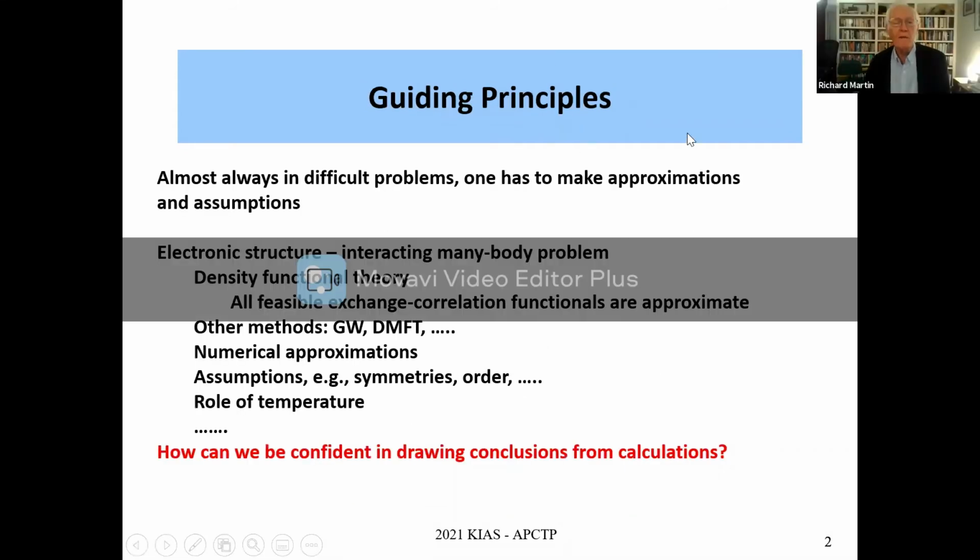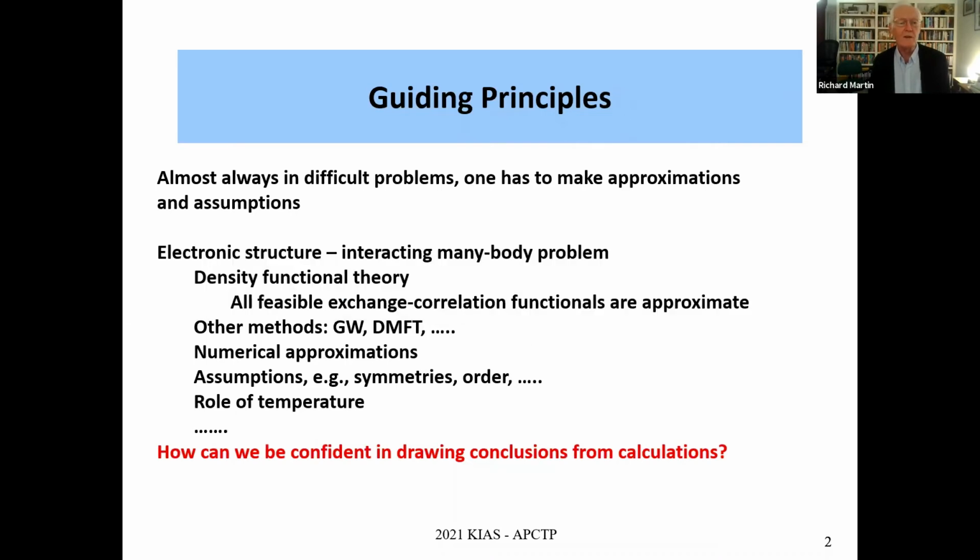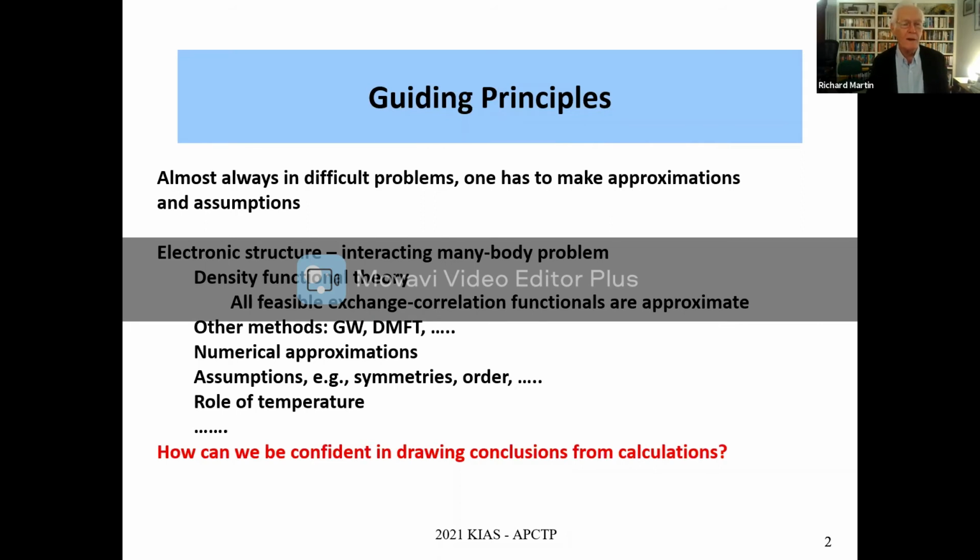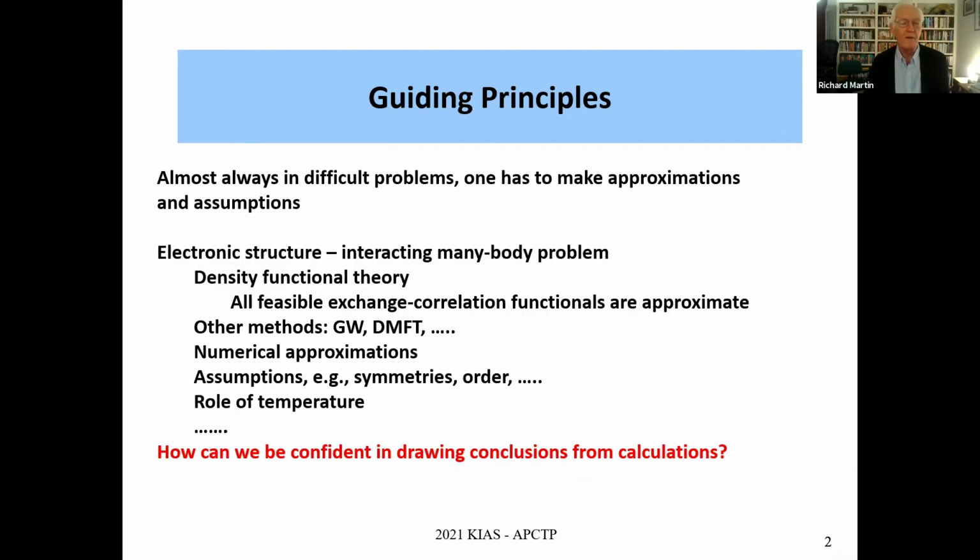So what I'm looking for are guiding principles. Almost always in difficult problems, one has to make approximations and assumptions. And certainly electronic structure is one of these. You have to make approximations for what kind of functionals you use. Other methods like GW and DMFT have approximations, like in which set of diagrams you sum in the many-body perturbation theory.